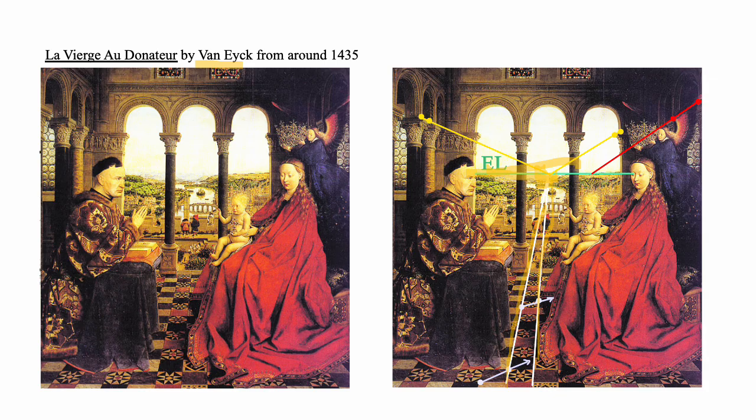And then there are these purple diagonals that go to a diagonal vanishing point on eye level off the picture.